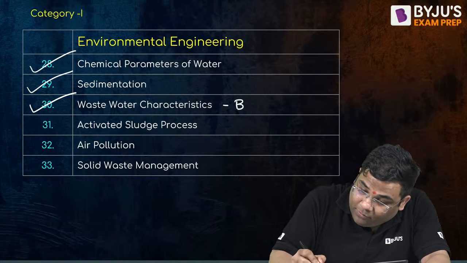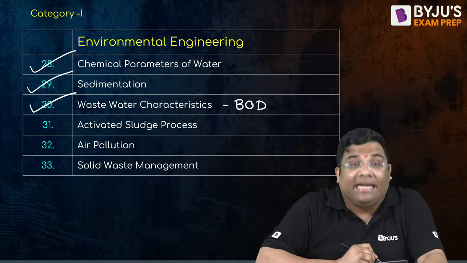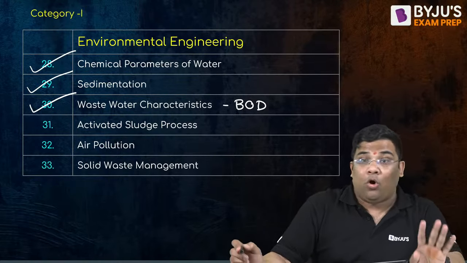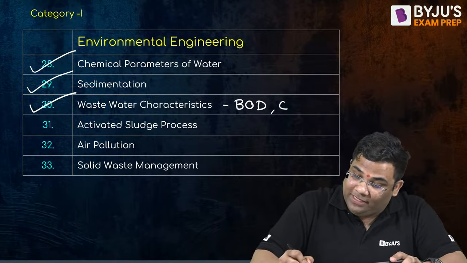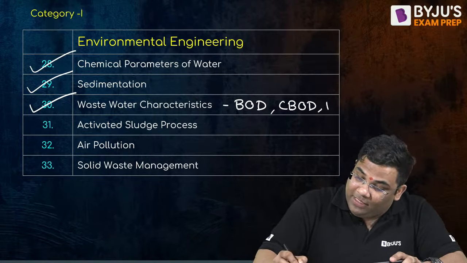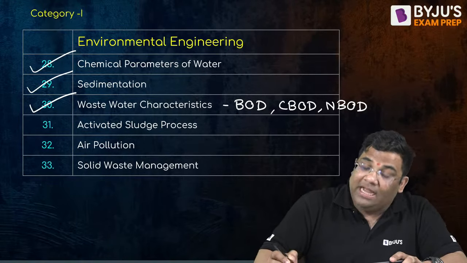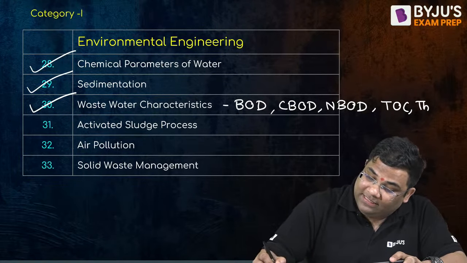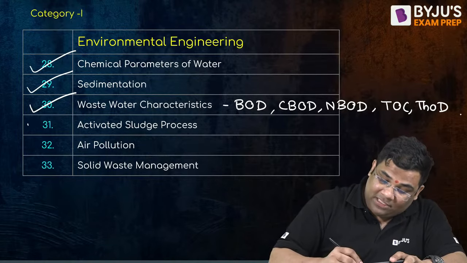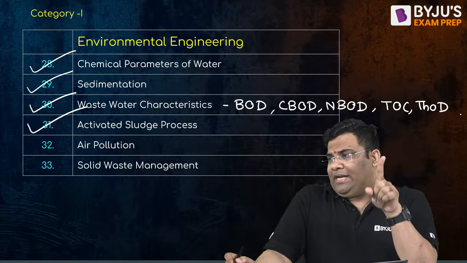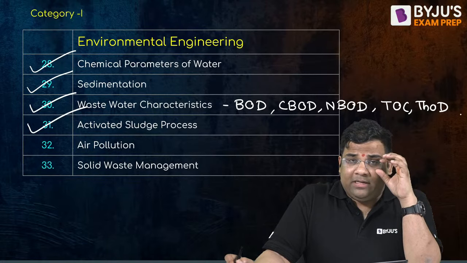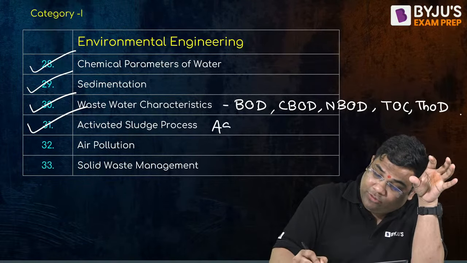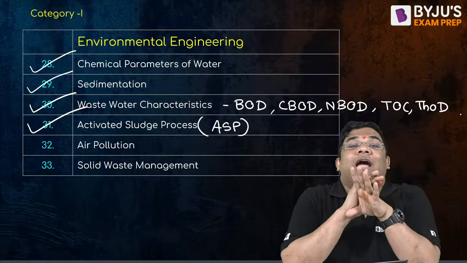Here you should know the BOD, determination of BOD, BOD kinetics, CBOD, NBOD, theoretical oxygen demand and TOC. All these topics are important. BOD, CBOD, NBOD, determination of BOD and BOD kinetics, and then your TOC and THOD. And then activated sludge process. Trickling filter is not that important for your GATE examination, so we will see that in the next category. But activated sludge process questions are in large volumes.